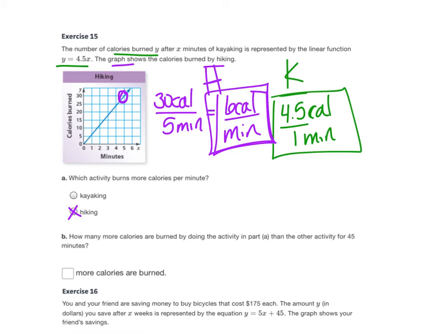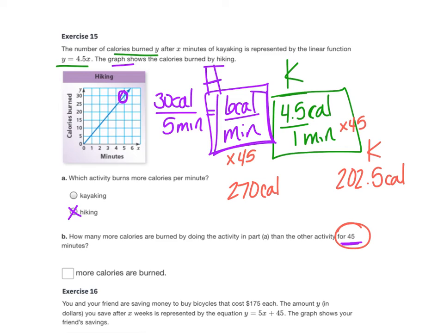Okay, by how many more calories do you burn for hiking than you do for kayaking if you do them both for 45 minutes? So if you're burning 4.5 calories for every 1 minute, then after 45 minutes, 4.5 times 45 is 202.5 calories if you're kayaking. Obviously, hiking is going to be more than that if we're hiking for 45 minutes. 45 times 6 is going to give us 270 calories. So if I subtract 270 minus 202.5, that gives us 67.5 more calories burned if I was hiking for 45 minutes versus kayaking for 45 minutes.